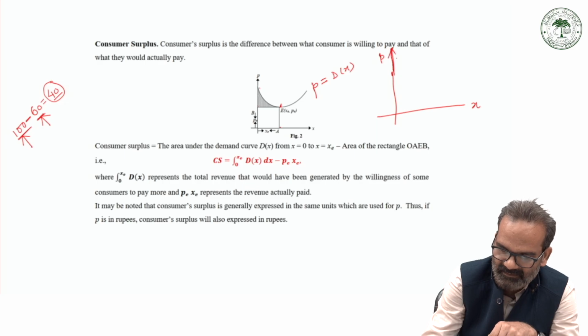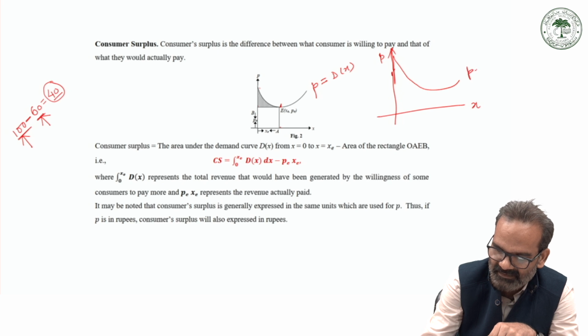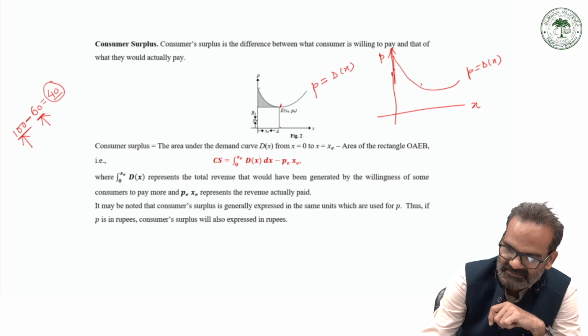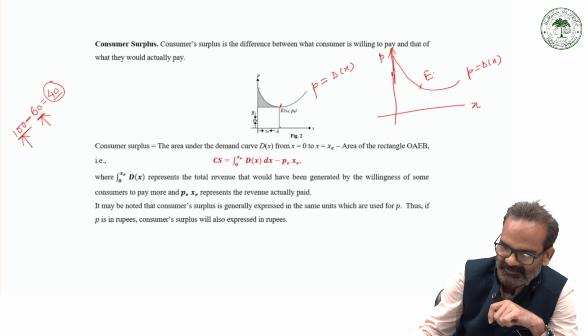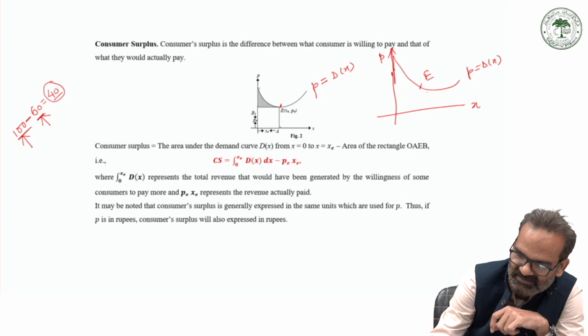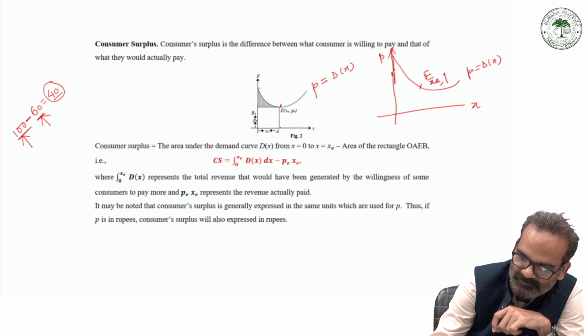This is P, right? So this is your demand curve. This is P is equal to D(x), what I have shown in this figure. Say this is the point of equilibrium, right? See what this equilibrium point says. If this point is, I have told you, XE and PE. So what is the meaning of XE and PE?